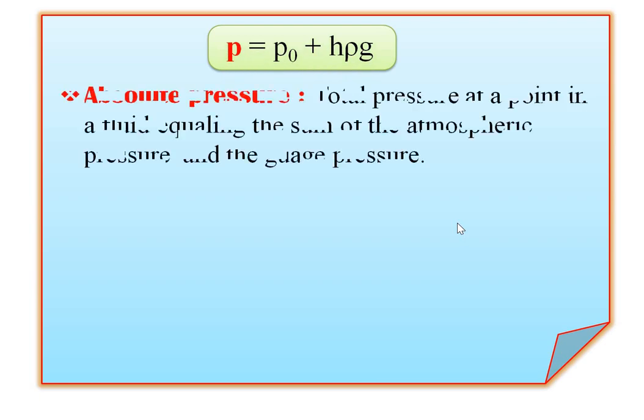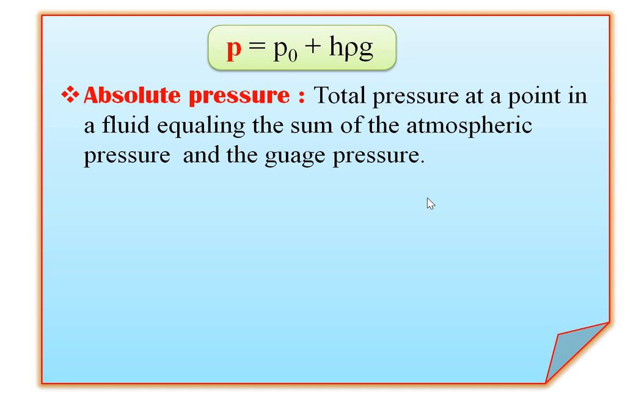So let's see the definition of this. We know that the formula is P equals P0 plus h rho g. From this we define the absolute pressure, that means the total pressure at a point in a fluid, equaling the sum, that means the addition, of atmospheric pressure and the gauge pressure.